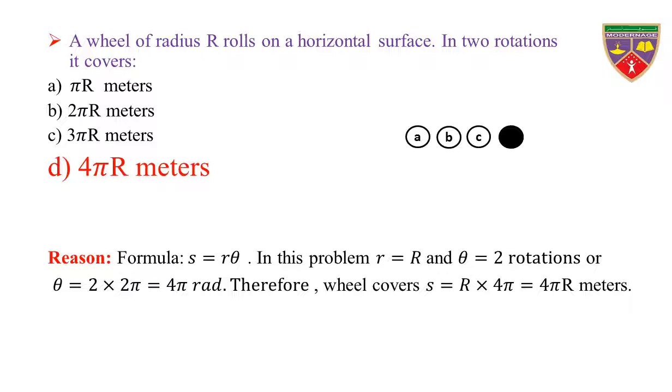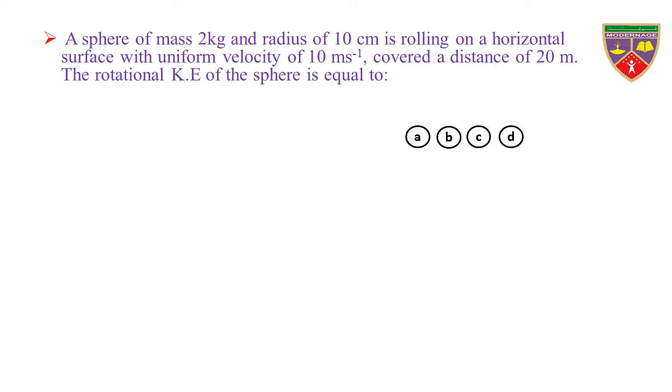Reason. Formula: S = Rθ. In this problem, R is equal to capital R and θ is equal to 2 rotations. θ = 2 × 2π radians, which is equal to 4π radians. Therefore, the wheel covers S = R × 4π, which is equal to 4πR meters. Hence, the distance covered in two rotations is 4πR meters.